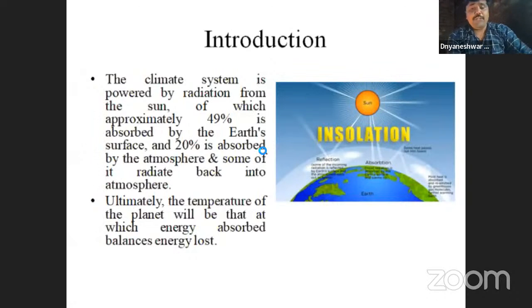Among that, 49% is absorbed by the earth surface and 20% is absorbed by the atmosphere, where some of it radiates back into the outer atmosphere, and this absorption and reflection controls the heat budget of the earth. So ultimately the temperature of the planet will be that at which energy absorbed balances energy lost. That means the absorption as well as the reflection.